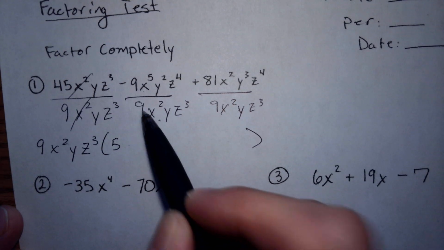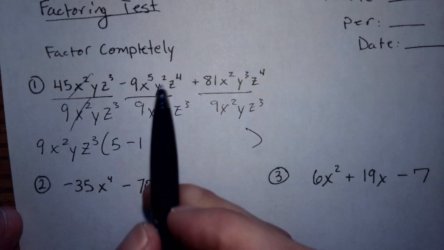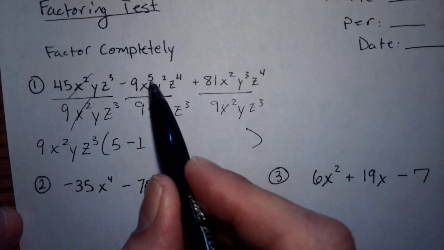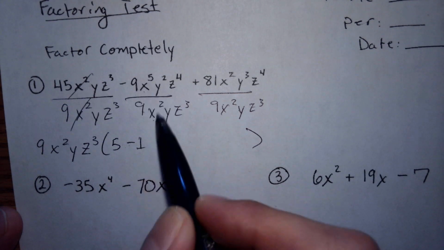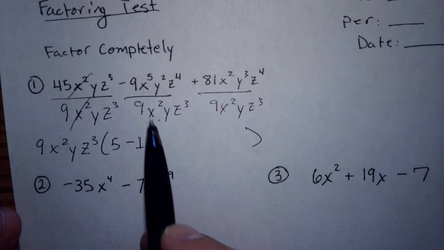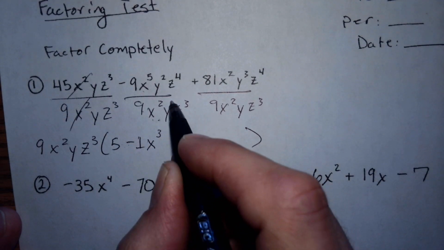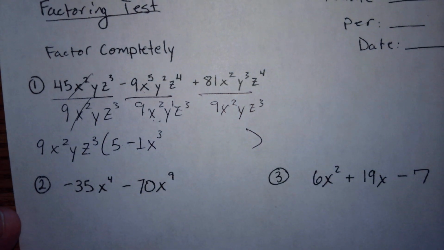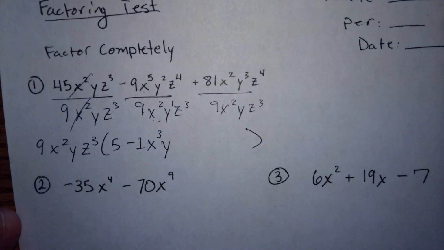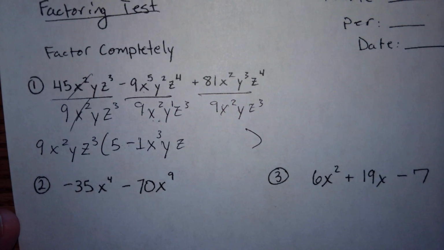Then we have negative 9 divided by 9. That's negative 1. You don't have to write that 1 because we're going to be multiplying other stuff, but you can write the 1 if you want to. And then when you're dividing variables with exponents, you subtract. So 5 minus 2 would be 3. So this will be x to the third. When there is no exponent, it's a 1. So this would be y to the 1, or just y. That's the same thing. And z to the 1, or just z.